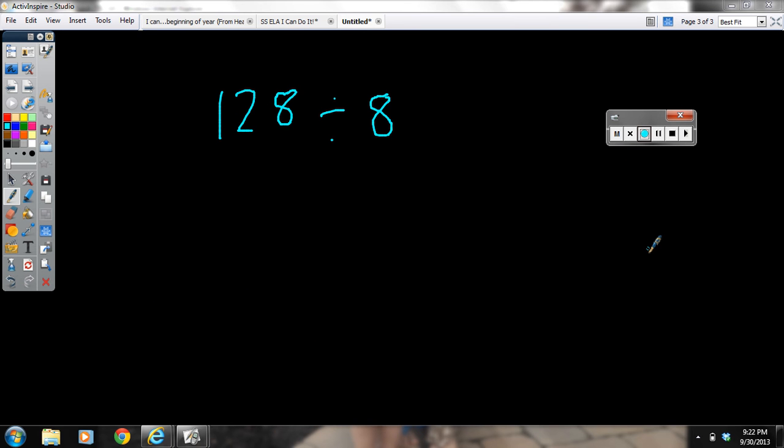Now this last one here, what I want you to do is try this on your own. So what you could do at this point is press the pause button, and when you've completed the problem, press the play button to see if you solved it properly.